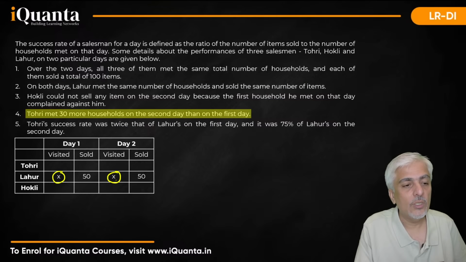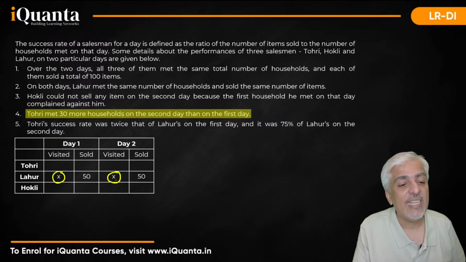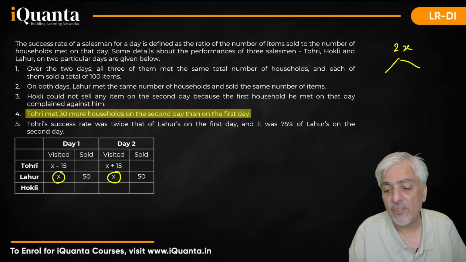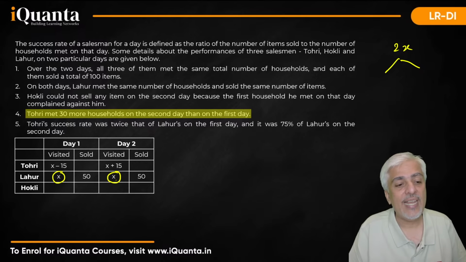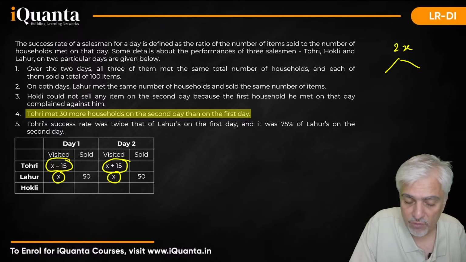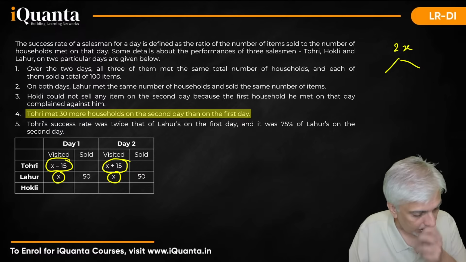Next. Tori met 30 more households on the second day than on the first day. So what does that tell me? Remember they had also told us that if Lahore has done 2x households, everybody has done the same number of households. So 2x को break up करना है. I want to break up 2x into 2 parts with a difference of 30. So one was x minus 15 and the other was x plus 15. This I think was a very, very important part of the set. If you got this right, I think you would have got it very easily.